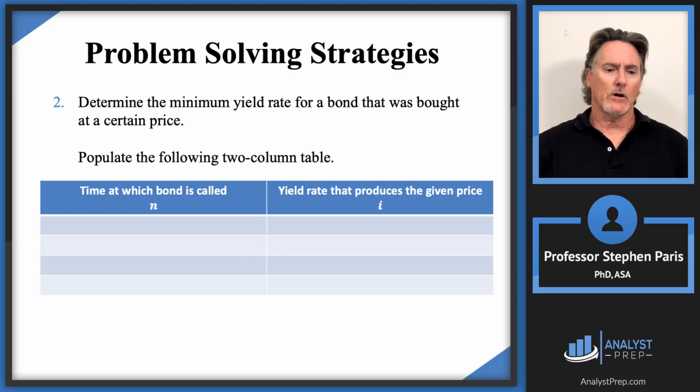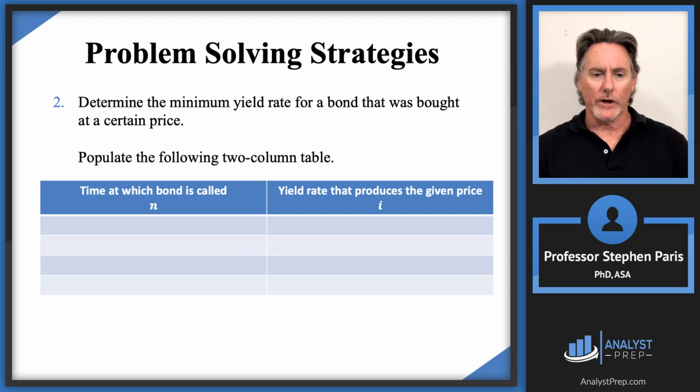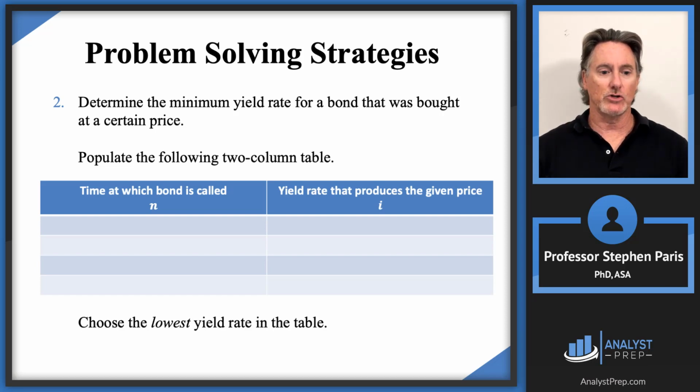In this particular problem, we have what the price is. The bond was bought at a certain price. So for each one of those end values in the first column, we look at what the yield rate was to get the price that was given to us in the problem. We know what the price is, and then we look at what yield rate would correspond to that price at each of these end values. And then there's nothing really tricky in this one. We're asked to determine the minimum yield rate, and the column on the right is a bunch of different yield rates, and we just choose the lowest yield rate in that table. So that's the problem-solving strategy for question number 2.